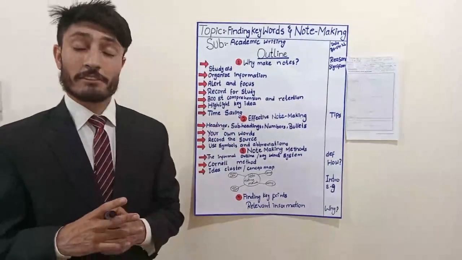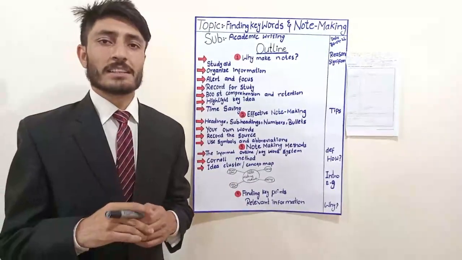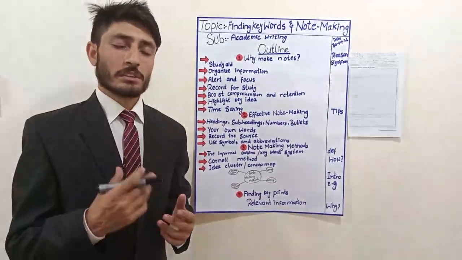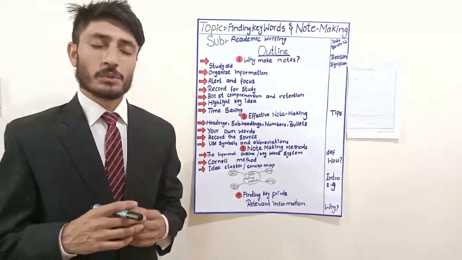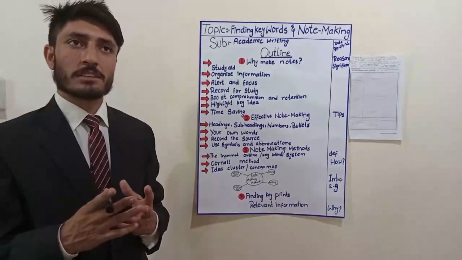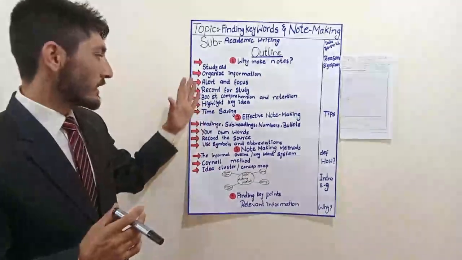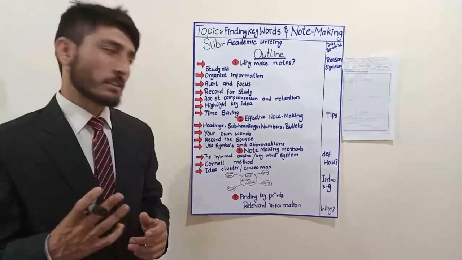The next point is effective note making. Here are some guidelines, or tips you can say, for making effective notes. The first one is to use headings, subheadings, underline major ideas, and use numbers and bullet points, such as I use over here. In this way you make effective notes.